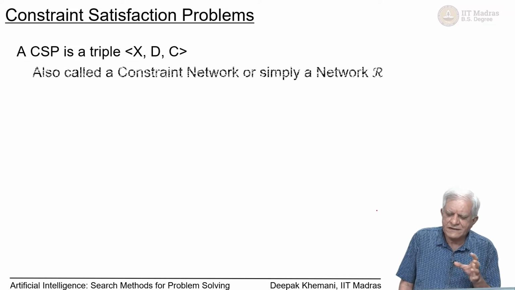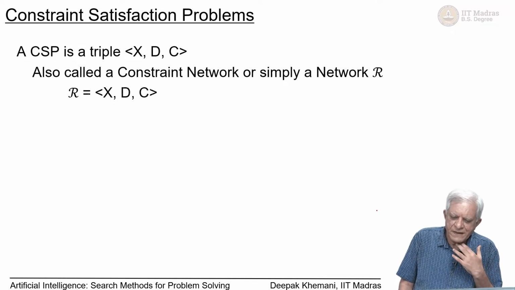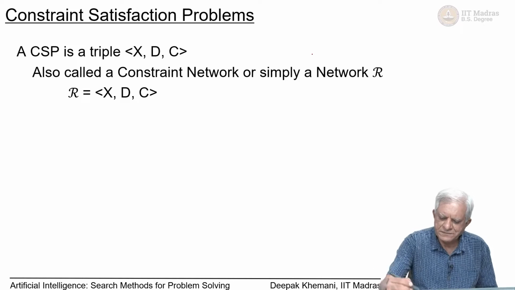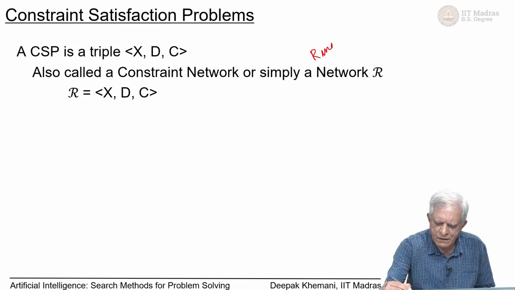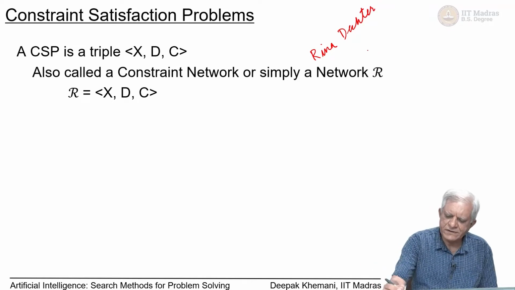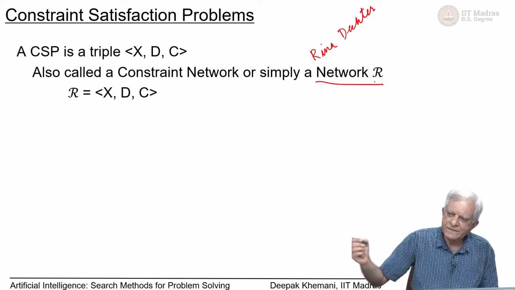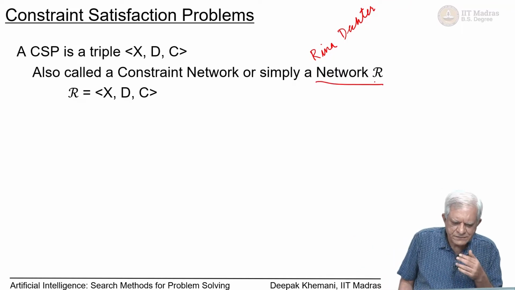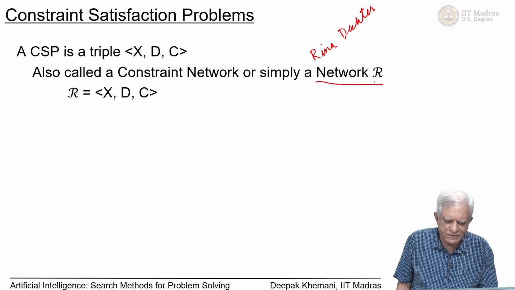A constraint satisfaction problem is defined as a triple of 3 elements, or 3 sets you can say, X, D and C. It is also called a constraint network or sometimes simply a network R essentially. There is a nice book by Rina Dechter called Constraint Processing, who often uses this notation of a network R in her book. So, a constraint satisfaction problem is basically a triple and we sometimes call it a network.